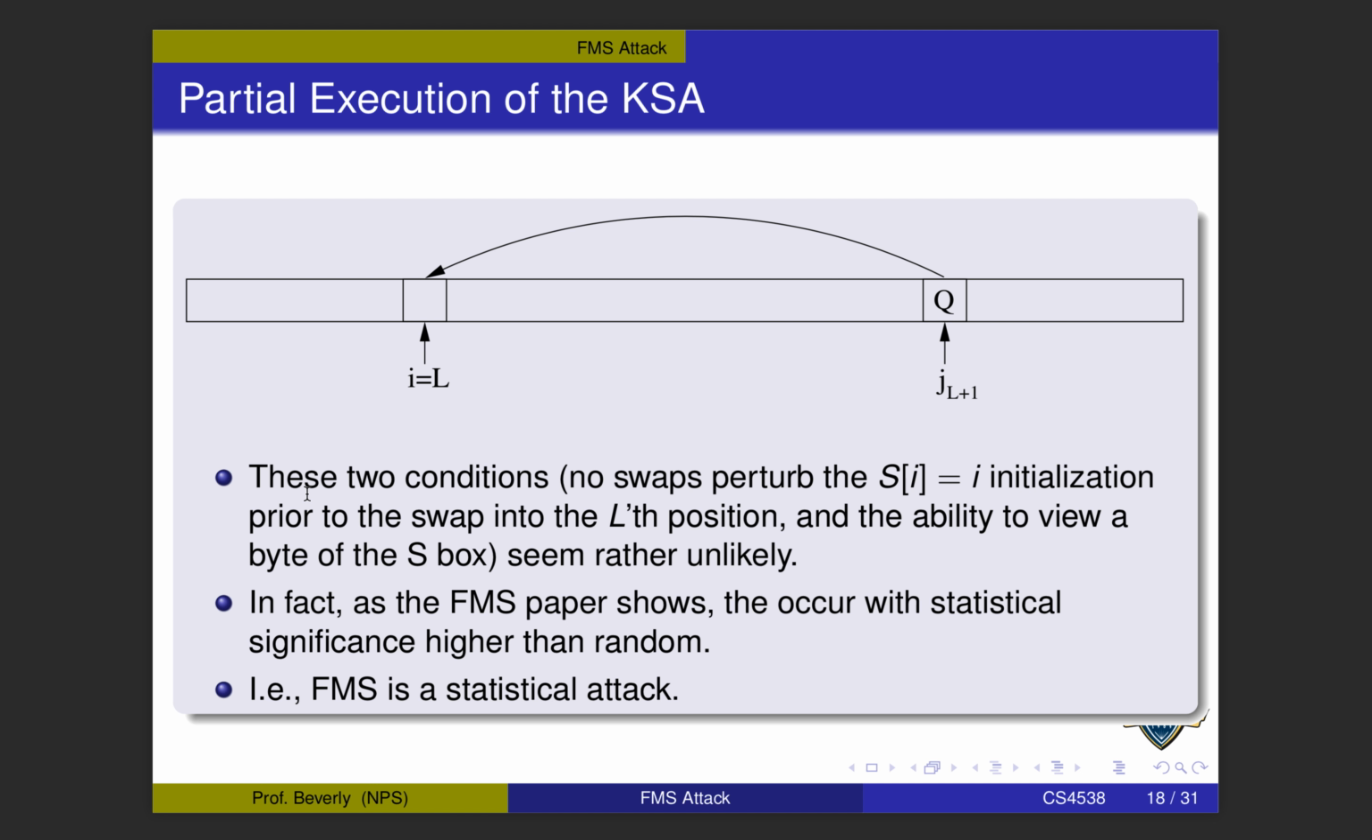Now, the astute listener will be listening to this and saying, oh, these 2 conditions sound sort of unlikely. The fact that, first of all, no swaps perturb the S of I equals I initialization prior to this swap, and the ability to view inside the S box. These 2 things seem like pretty hard constraints. But in fact, as the FMS paper shows, these occur with a statistical significance higher than random. And so what you need to realize about the FMS attack is that it's really a statistical attack.